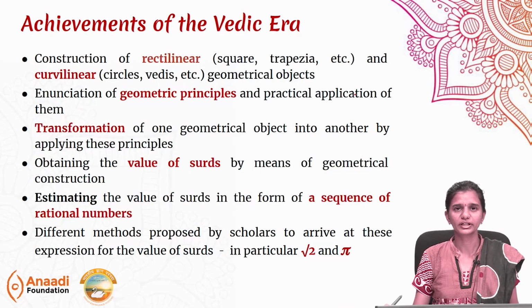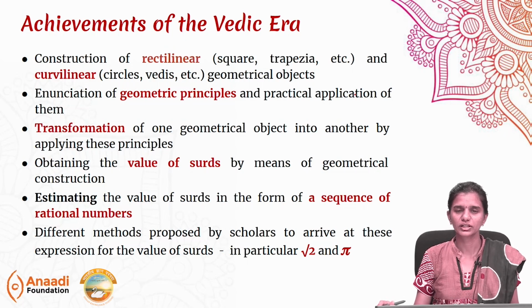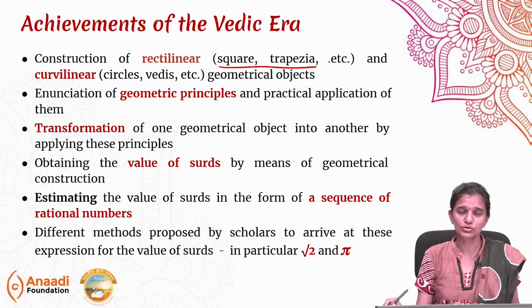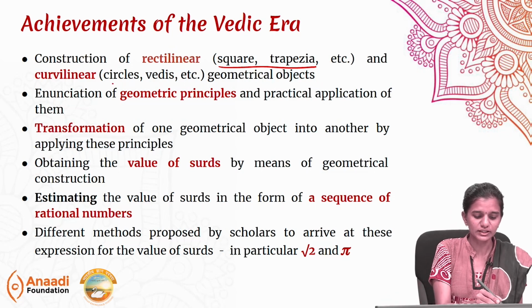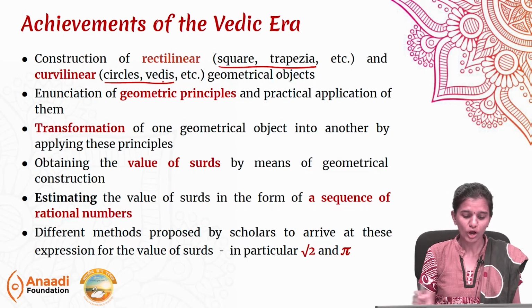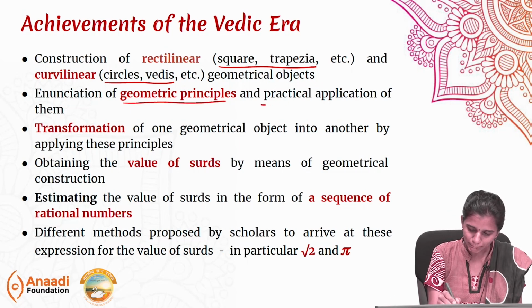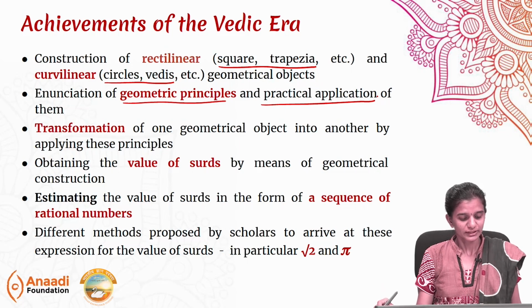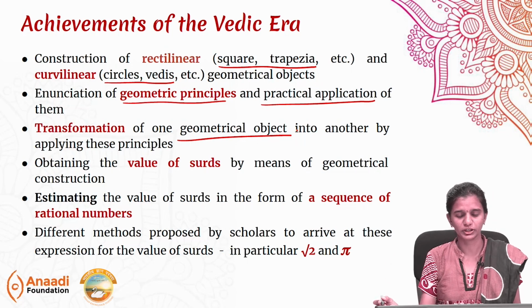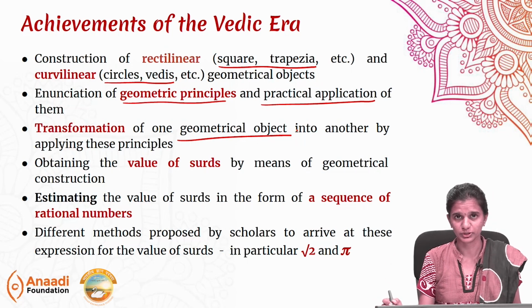Now let us look at the achievements of the Vedic era. They did construction of the rectilinear chitis, that is, they were in the shape of square, trapezia, etc. And they did chitis also in the shape of circles, Vedis, that is, curvilinear chitis. They gave geometric principles and practical application of them. They did the transformation of one geometric object into another geometric object by applying these principles, and these were all area preserving transformations.